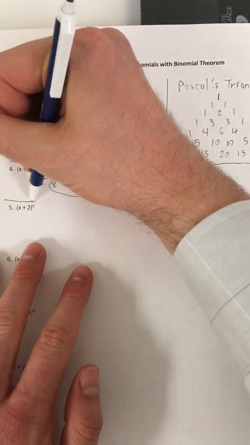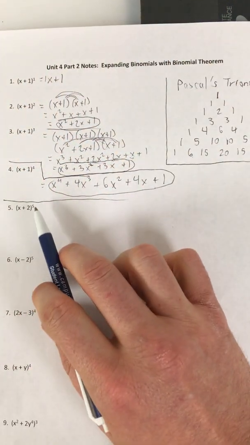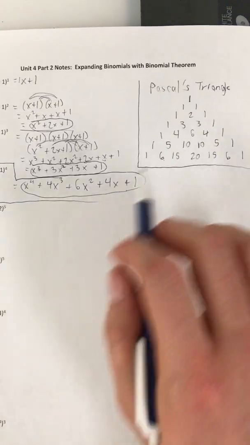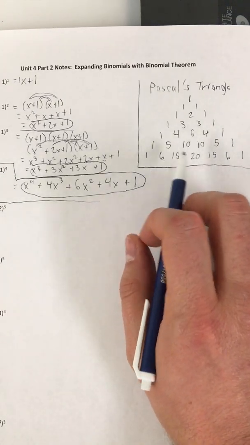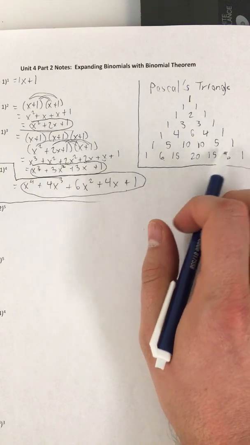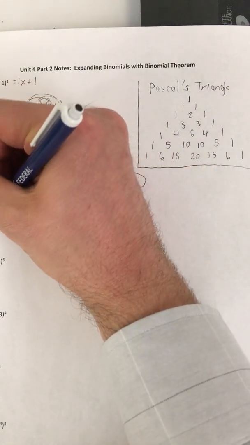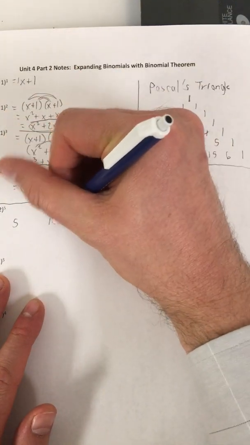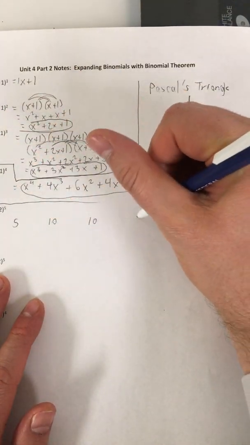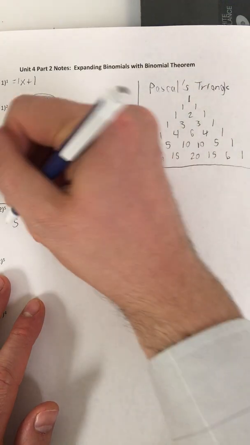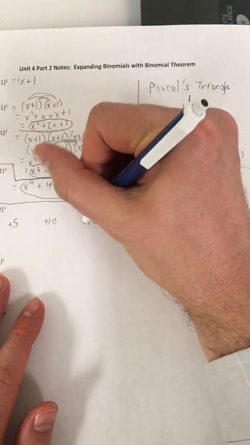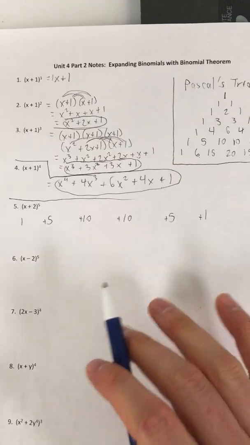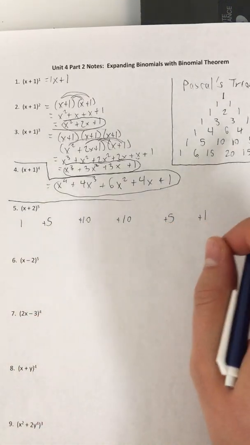So if you look at problem number 5, x plus 2 to the 5th power. Now, I want to expand it. I'm using the 5th power, so I want to use the row that has the 5 in it. I want to use this one right here. So I'm just going to write the numbers, leave some space. I'm going to have 1, 5, 10, 10, 5, 1. Let's just put pluses on each of those. Make sure I'm on the screen. All right, so I got those numbers from my triangle.